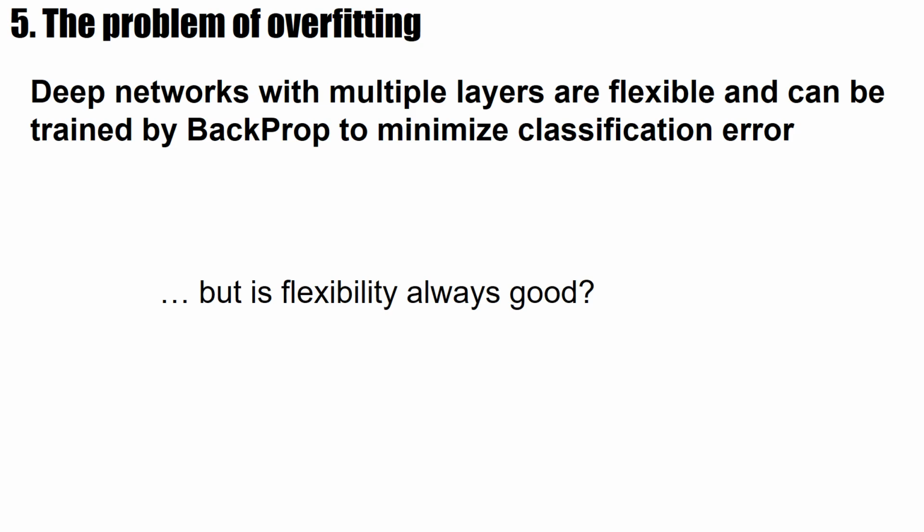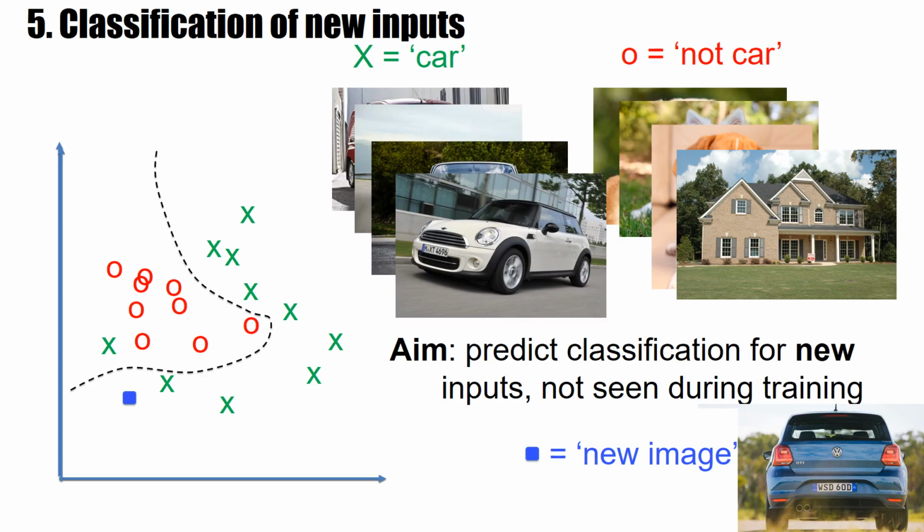We have seen in the previous part that big multi-layer networks are flexible and can be trained by backprop to minimize classification error. The question then arises, is this type of flexibility always good? So let's go back to our standard examples. We want to classify cars against non-cars, and we want to achieve classification by constructing a separating surface that separates the positive examples from the negative ones.